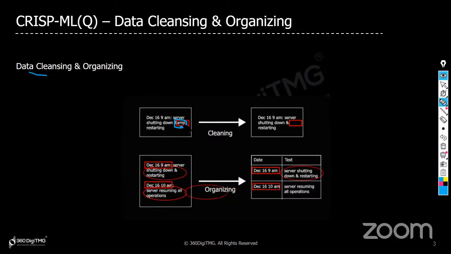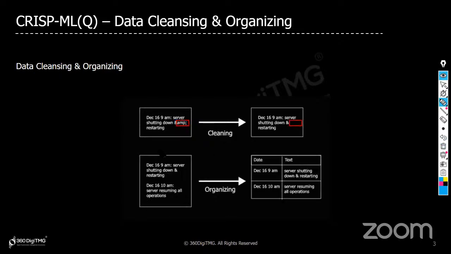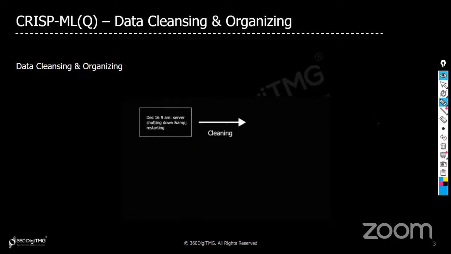So data cleansing is nothing but removing unnecessary data. We will just remove it. And coming to organizing, if you observe, the first box is unstructured. There is no proper structure present for this. Whenever we organize data, it is converted into table format, which is structured data, and it created two individual columns, and accordingly the data is arranged. So this is the basics of data cleansing and organizing the data.